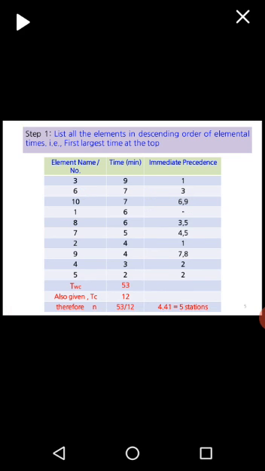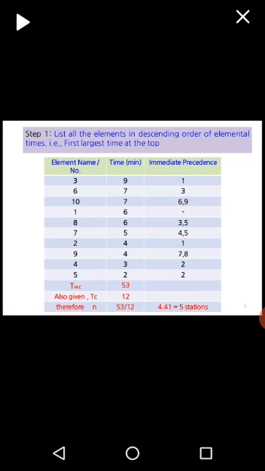The major point is that we need to check the time, which one is having the largest time. We should write that at the top and go on decreasing. That we need to keep in our mind to solve this step 1. For element 3 we have 9 minutes, so we took that at the top, and its precedence is 1.